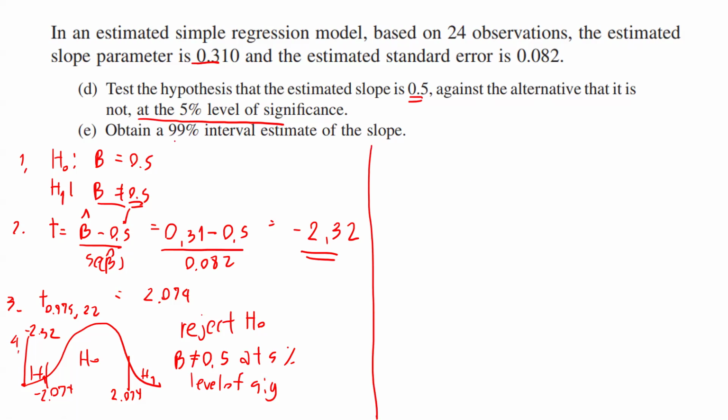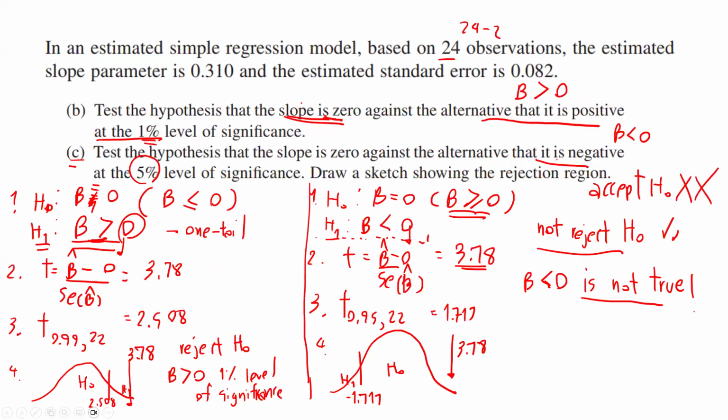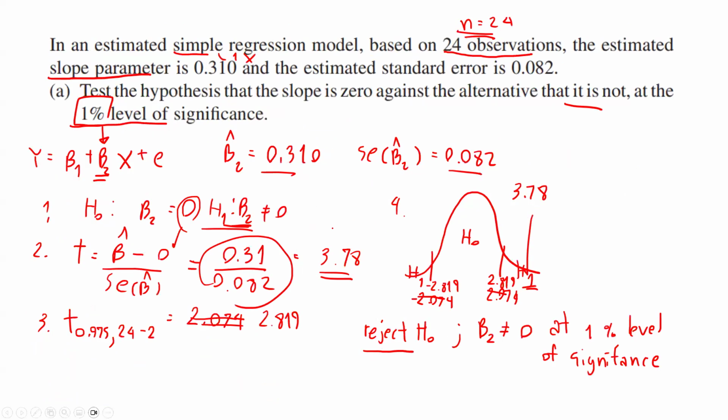Final question, they would like you to make an interval estimate at 99%. So the equation is beta equals beta hat plus and minus critical value t times standard error. So 0.31 plus and minus. Open the t table, 22, and then 99% two tail, right? Must be the same as the first question, so 2.819.